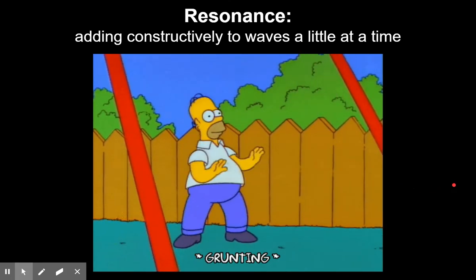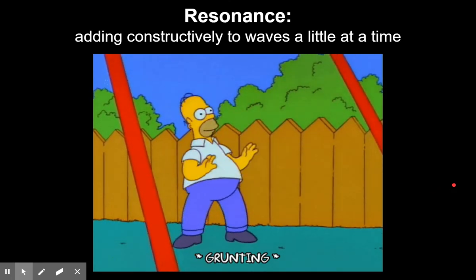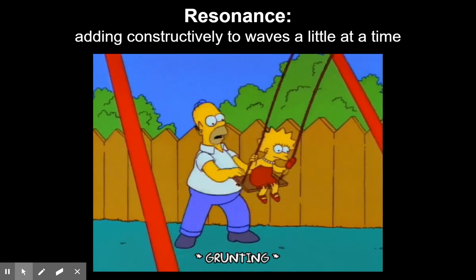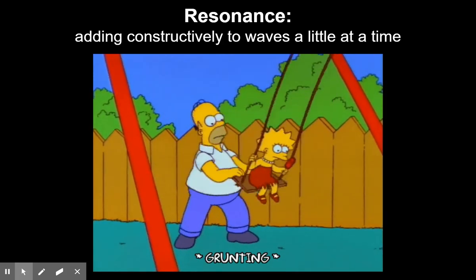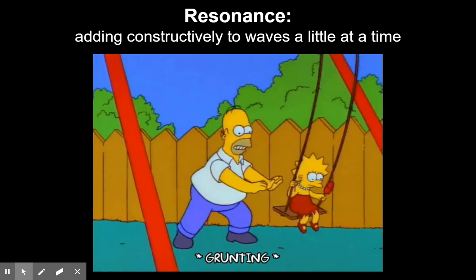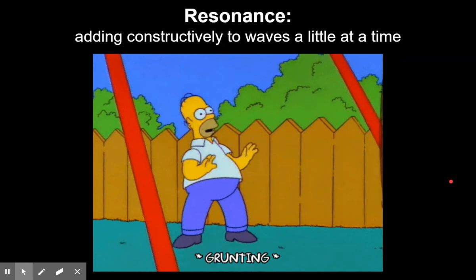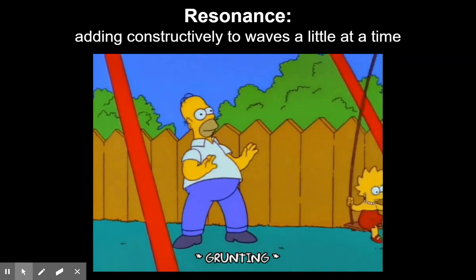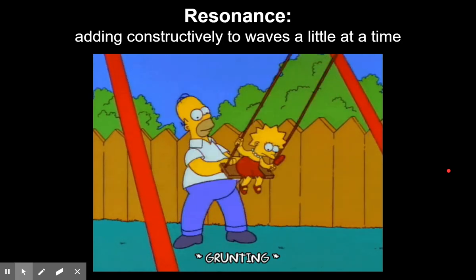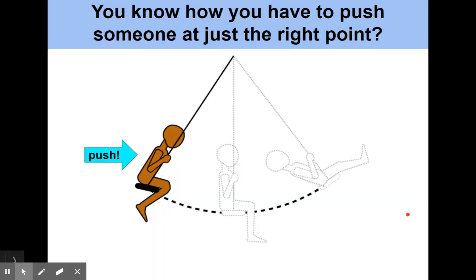Okay, resonance. Resonance is when one wave or one force can add to a wave a little bit at a time, a little bit at a time by adding it at just the right time. Okay, so the most common example that you may be the most familiar with is swinging on a swing when somebody pushes you. So you know how you have to push someone at just the right point. So it's just the right time when they just come back up and they're at their highest point, and then you push them forward when they're already going forward. And it kind of sounds funny because, of course, you know how to do this.